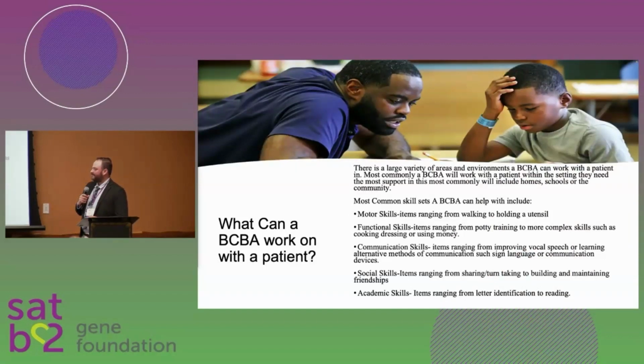But what are some of the things that a BCBA can truly work on with a patient? This is a very great question because it truly speaks to the diversity of interventions within the realm of ABA. Yes, ABA is primarily designed to help address some of those maladaptive behaviors, or some of those behaviors that could cause harm or interfere in a patient's day-to-day life.